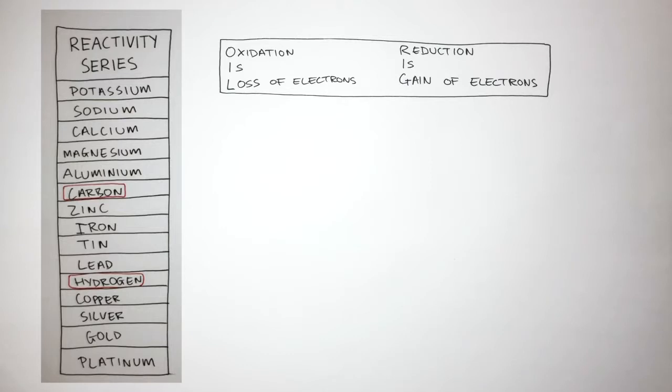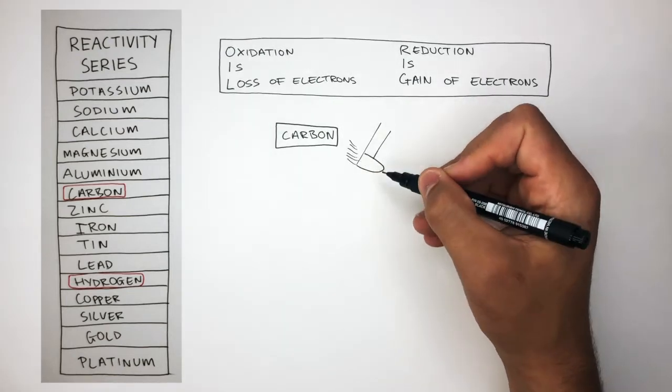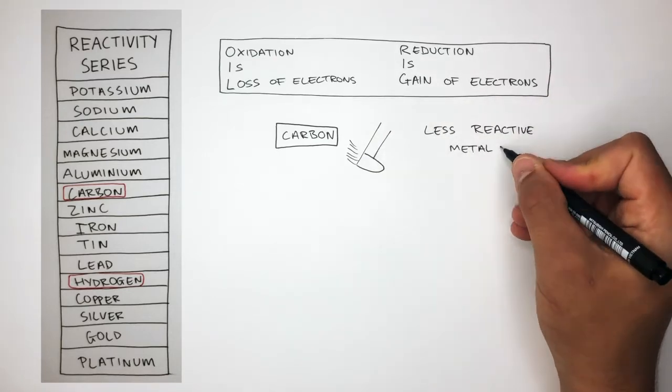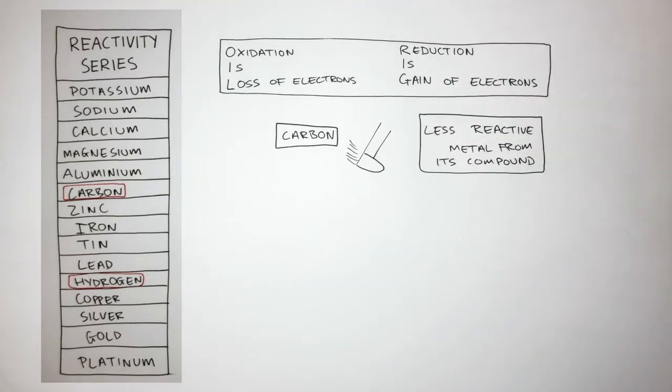We already know from a previous video that a displacement reaction is where a more reactive element will kick out or displace a less reactive element from its compound. So using the reactivity series, carbon is able to displace or kick out a less reactive metal from its compound. So carbon displaces less reactive metals from its compound.